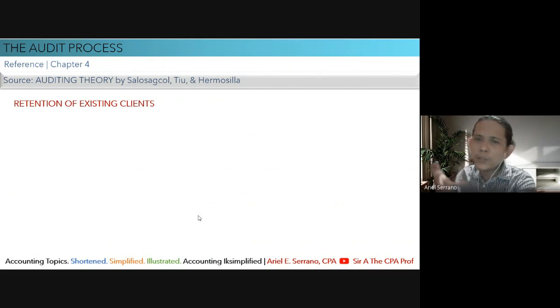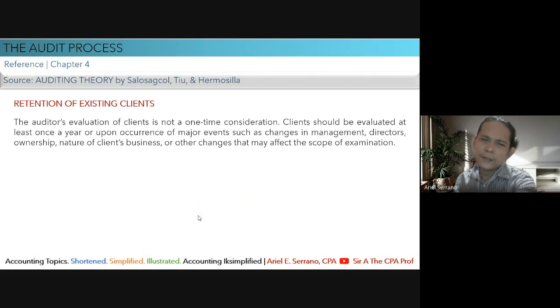Continuance. Kasi yung una, client acceptance. Yung pangalawa, client continuance. So we want to retain our existing clients. The auditor's evaluation of clients is not a one-time consideration. Kasi nga, recurring yung mga audits. Pag sinabi nating recurring, uulit at uulit ito every year, no? Clients should be evaluated at least once a year.